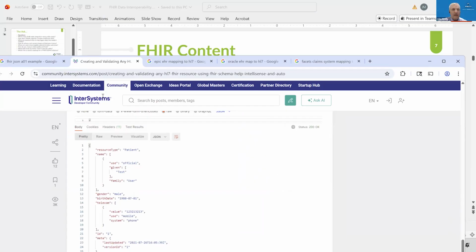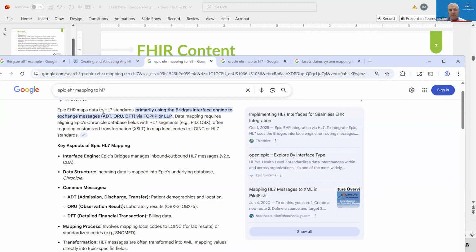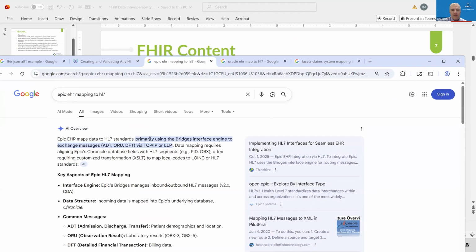So EHR mapping and Epic. Epic is one of the primary clinical systems in the world these days. There's two major ones, Epic and Cerner Oracle, right? Epic EHR data maps to HL7 standards, and HL7 is FHIR and HL7. We'll get into HL7 in a second. It will send HL7 or FHIR messages however you need. It'll do both, right? Does it do FHIR? Does it do HL7? It does both, right?